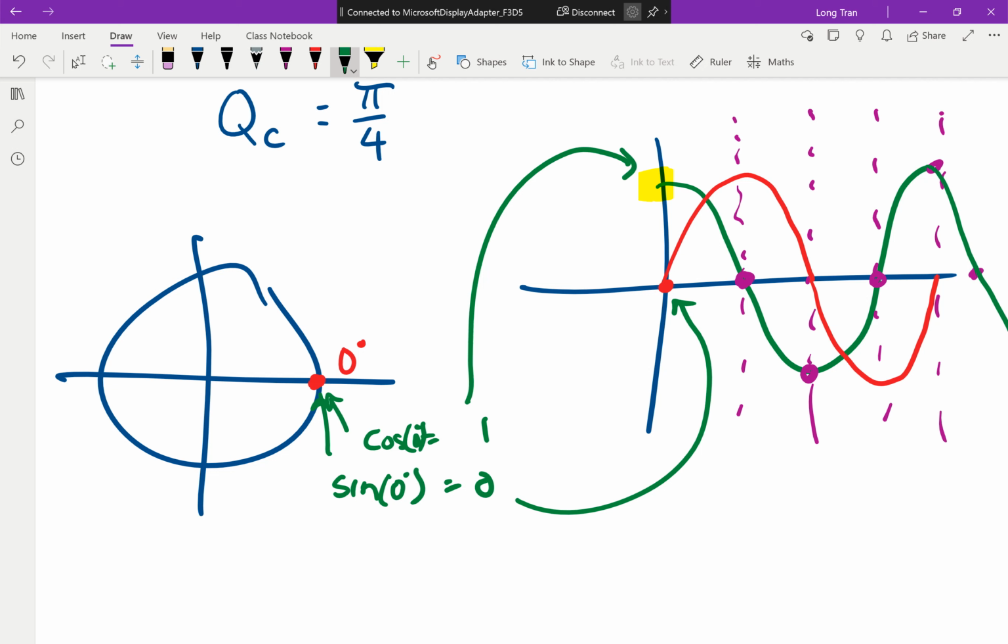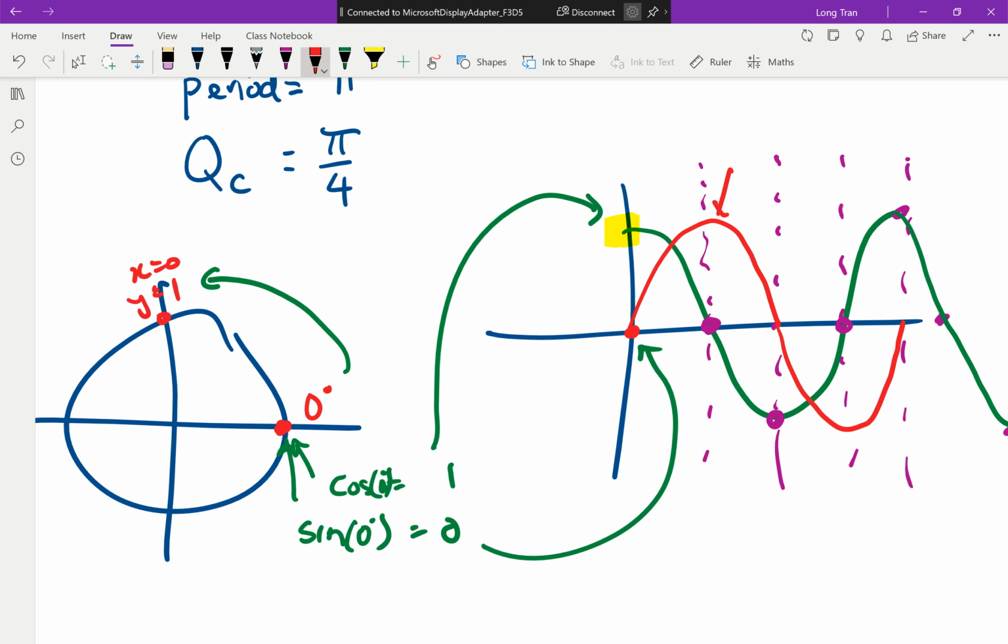So as you move around the circle, the y values change and the x values change. At this point, x is 0, but the y value is maximum. That's why you see in the sine graph, it's a maximum at the first cycle, whilst the cos graph becomes a minimum or 0 at that point. So really this sketch is just describing what's happening as you're moving around the circle.